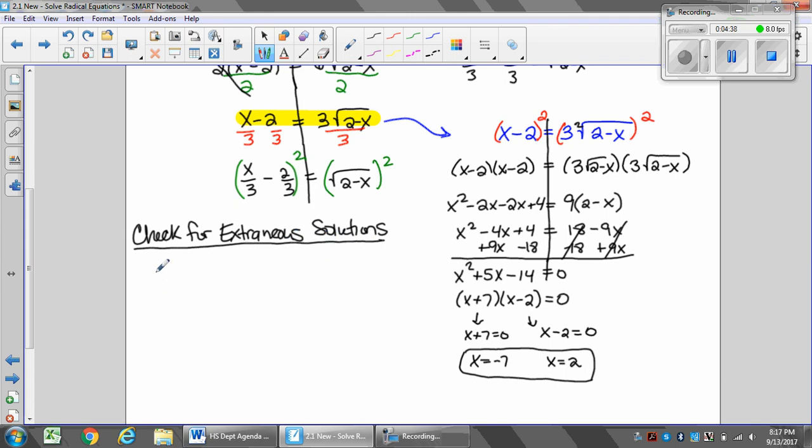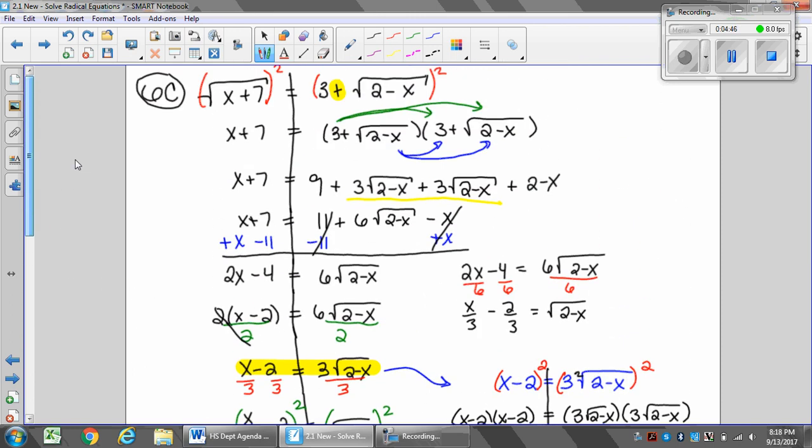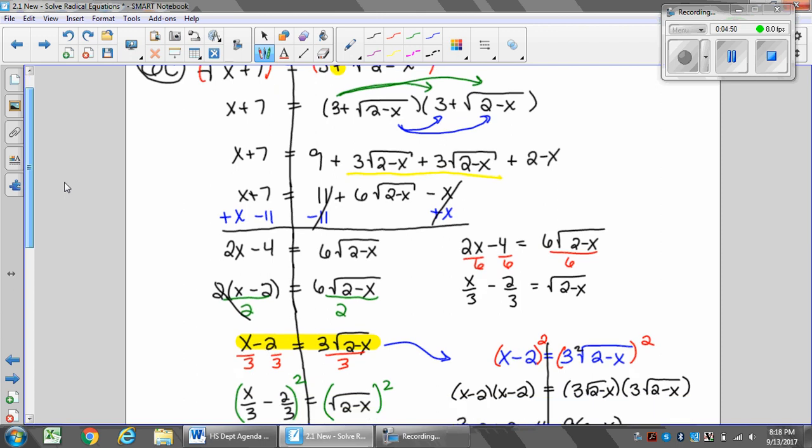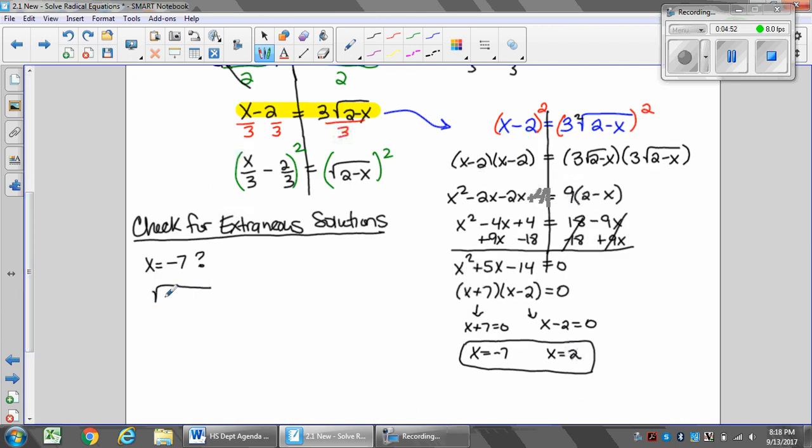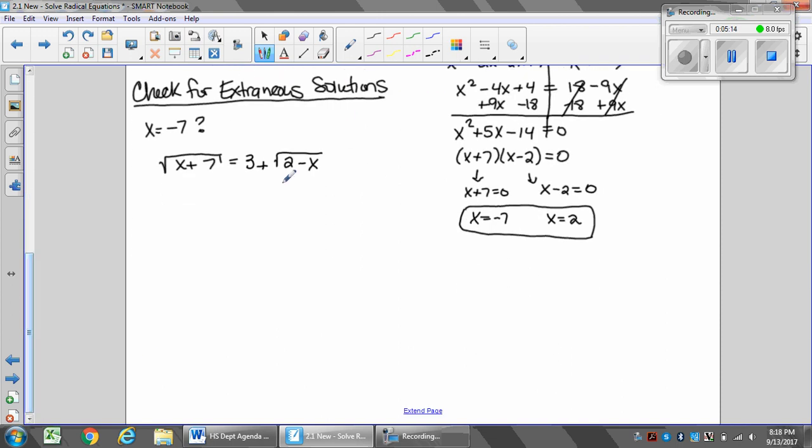Okay, so first let's check x equals negative 7. So I'm just going to scroll up to get my equation. I have the square root of x plus 7 equals 3 plus the square root of 2 minus x. Okay, so let's plug in negative 7.